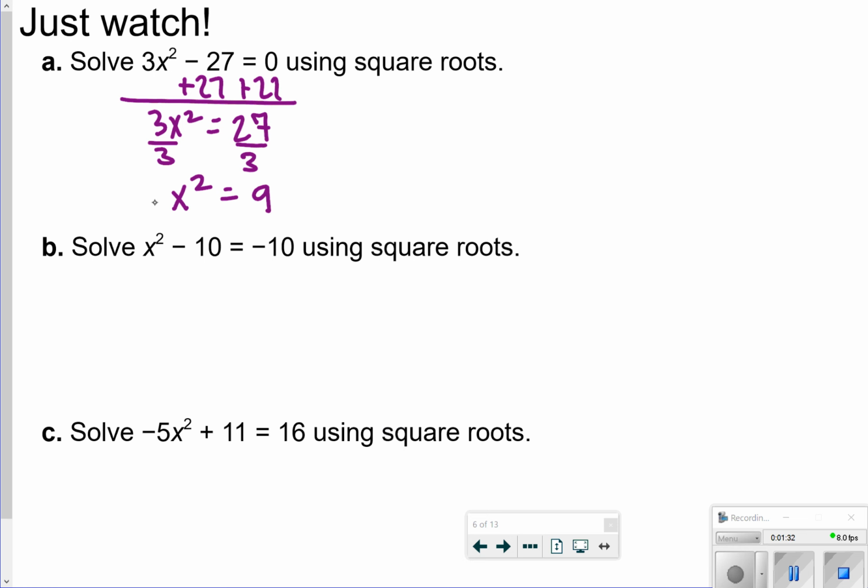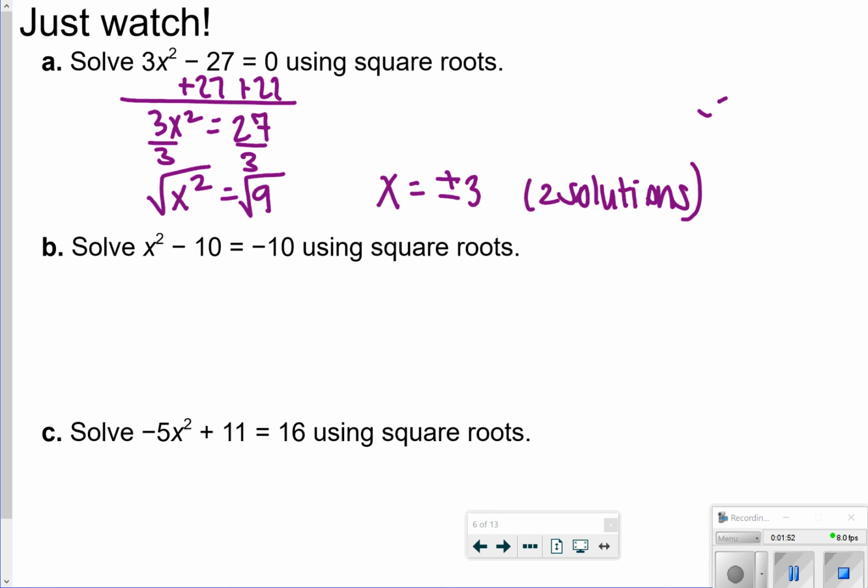And that just means I'm going to find basically the square root of both of these. So the square root of x squared is x, and the square root of 9 can be a positive 3 or a negative 3. So I have two solutions. Because I can say negative 3 times negative 3 is equal to 9, and I can also say that 3 times 3 is equal to 9. That's how those will work out.